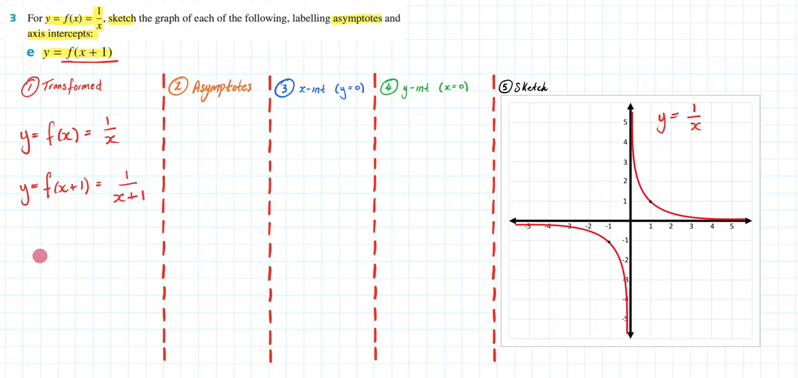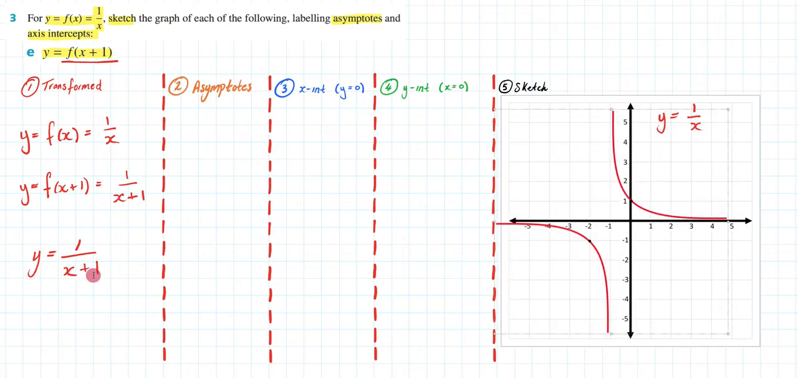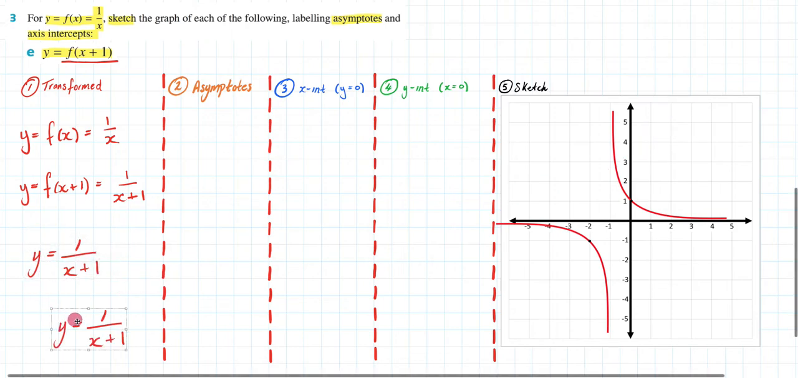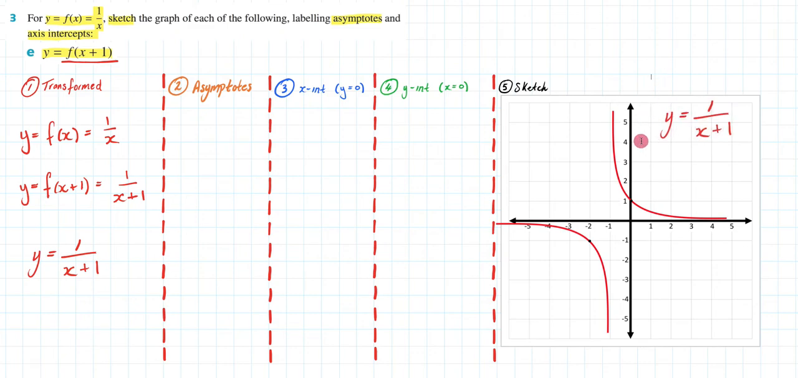And that means what I'll be trying to sketch now is y equals 1 over x plus 1. Now, hopefully a lot of you realize that this plus 1 here is going to translate my graph 1 unit in the negative x direction. So this plus 1 right here is going to translate my graph 1 in the negative x direction. So no longer do I have this, I now have this. Now, if you had any trouble figuring this out, don't be afraid, just keep doing your steps and it will become clear. So let's now find our asymptotes.